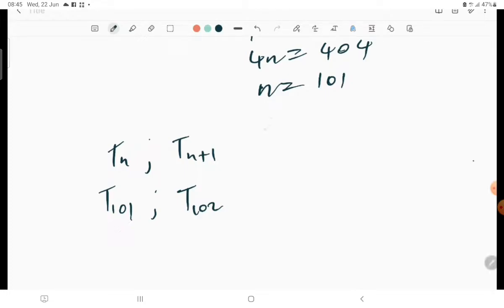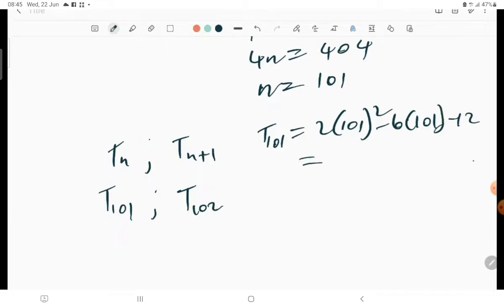So on that note, we have t101, which is equal to 2 into 101 all squared, then minus 6 times 101, then minus 12. We get the actual value by substituting 101 in the place of n, which gives us 19,784.